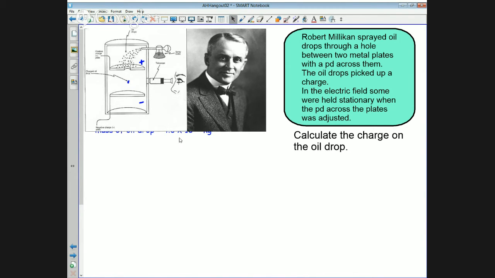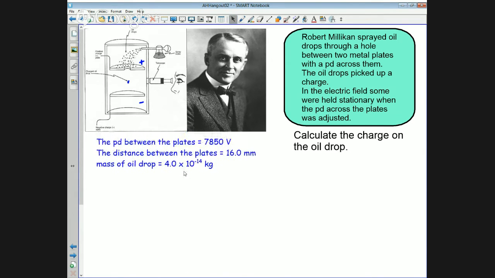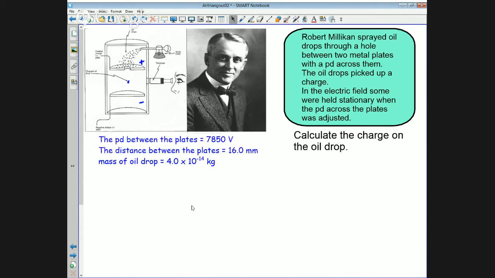Now, when you enter into the electric field, this will be the particular data you might be given. The potential difference between the plates, distance between the plates, and of course the mass of the oil drop. That's found by a method of watching the oil drop reach terminal velocity and then doing a few calculations and finding the mass of the oil drop. In the Advanced Higher, you'll just be given the mass of the oil drop, or maybe even asked to find it. But let's look at what happens to one of these oil drops in this electric field.